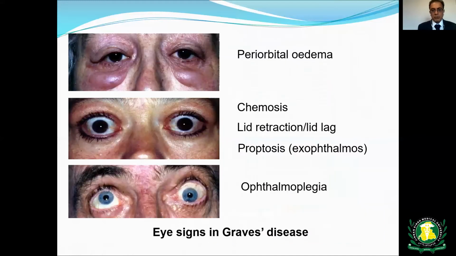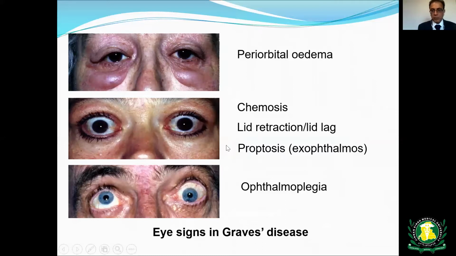I just want to show you a few. I'm sure you have already seen, but just to revise, the eye signs in Graves' disease, which are very classical, and you should appreciate these signs, especially in the exams. And if you're preparing for a membership exam or any license exam, these pictures will come in your exam as well. So this is called periorbital edema, when you see the swelling just beneath the eye, and then the chemosis, the redness, and lid retraction. Normally the upper eyelid should cover the upper part of the eye, but you can see the white area above. This is called lid retraction or lid lag.